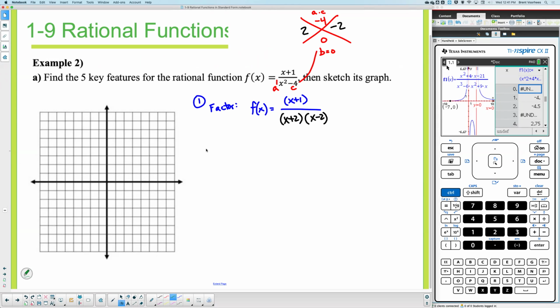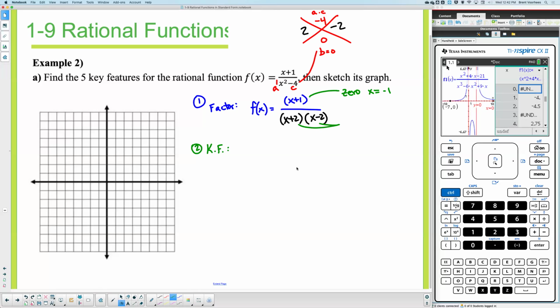So we go on to step 2, which is the key features. Now we determine our key features, and I'm just going to say KF for key features. Can I cancel anything? If nothing cancels, what do you call a factor of X left over in the numerator? That's a 0. So we'll have a 0 at X equals, if it says X plus 1, what does X actually equal? -1. There you go.